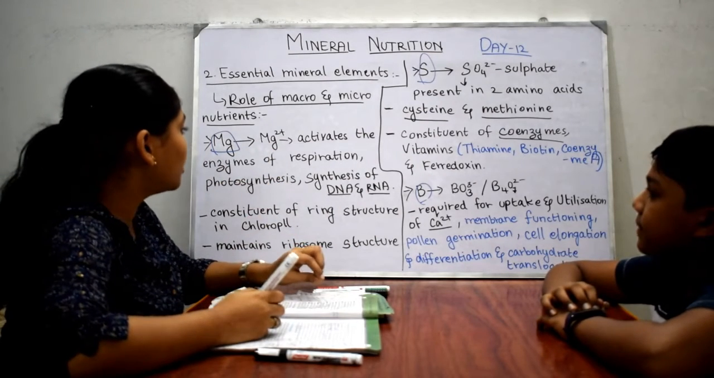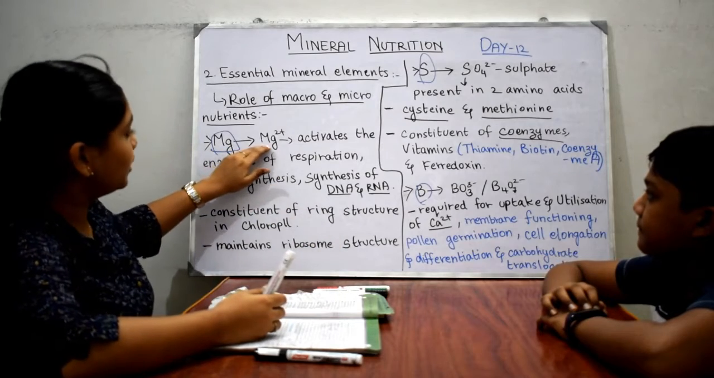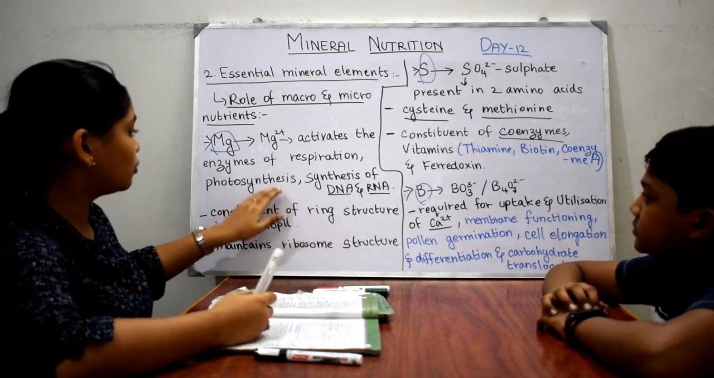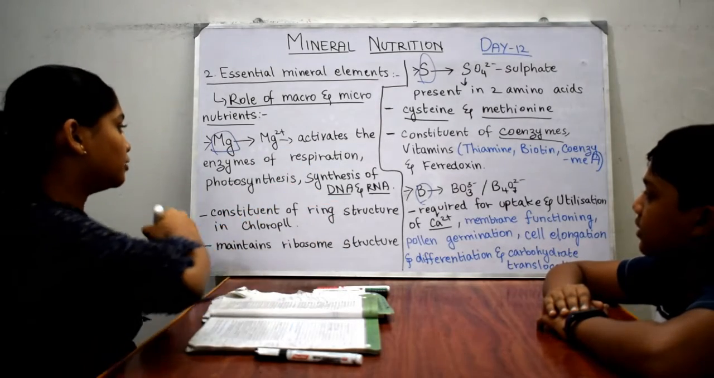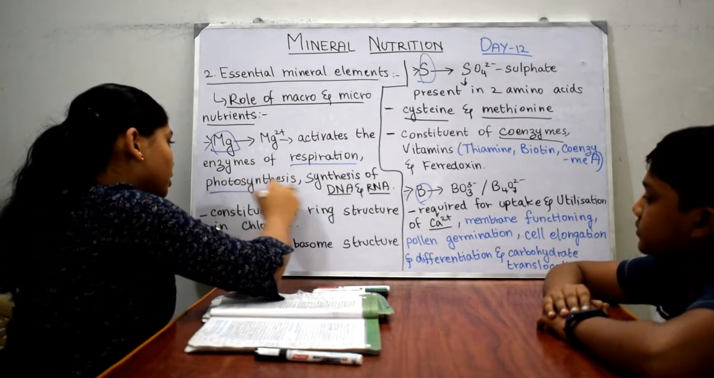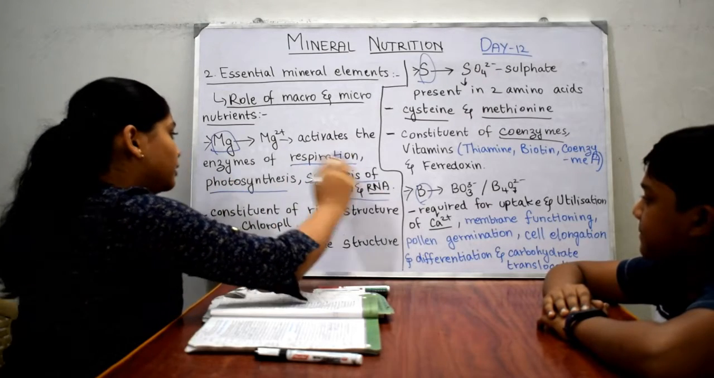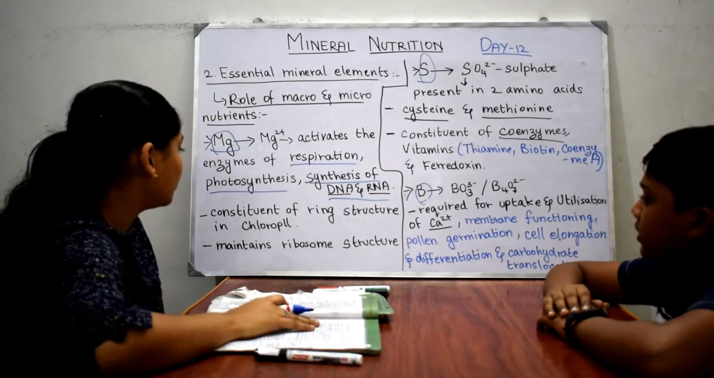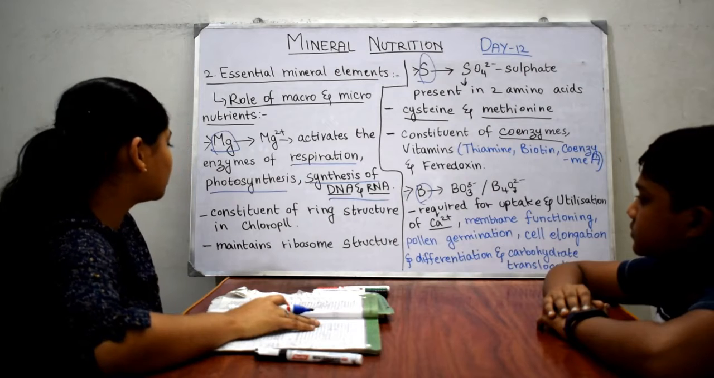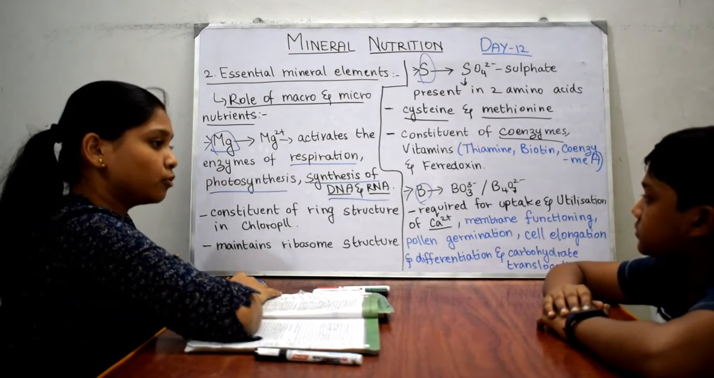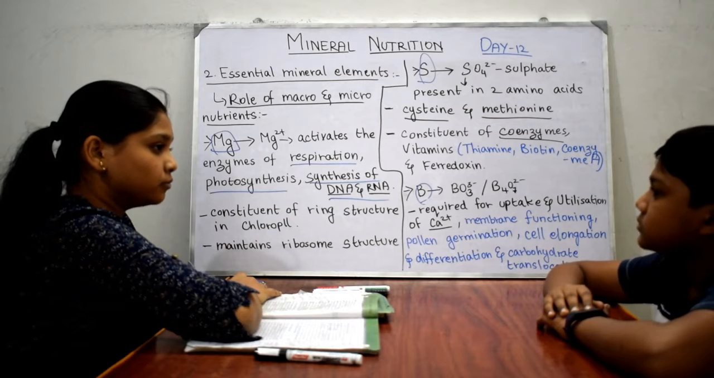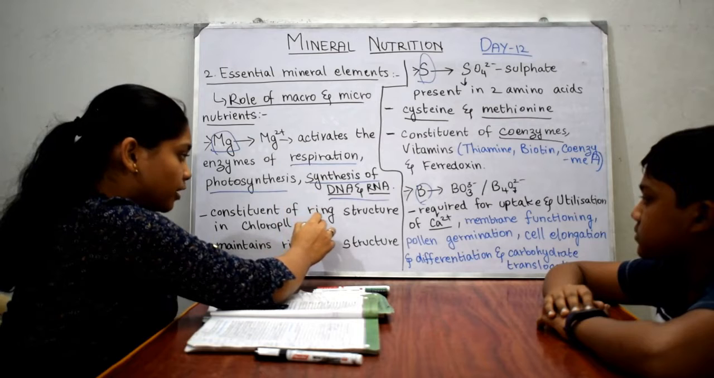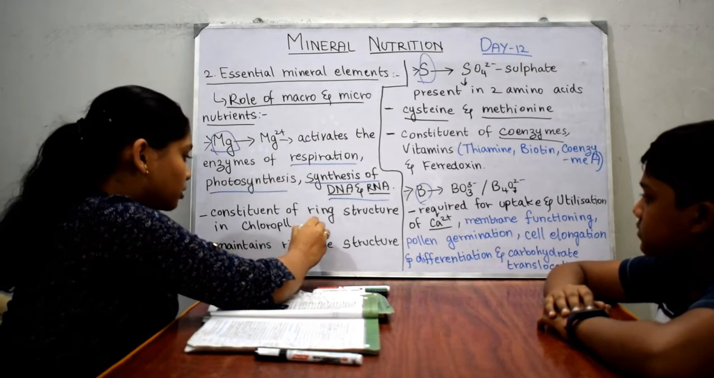This magnesium activates the enzymes of respiration, photosynthesis and synthesis of DNA and RNA. So magnesium performs a very important role in respiration, photosynthesis and synthesis of genetic material. Magnesium is also a constituent of the ring structure of chlorophyll. Chlorophyll is a pigment, and chemically it is a kind of ring structure, and magnesium is a part of it.